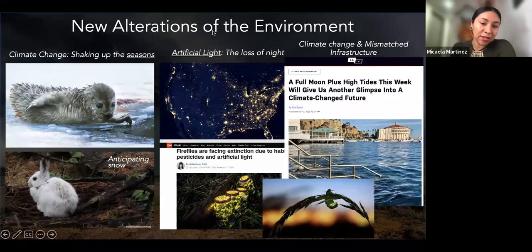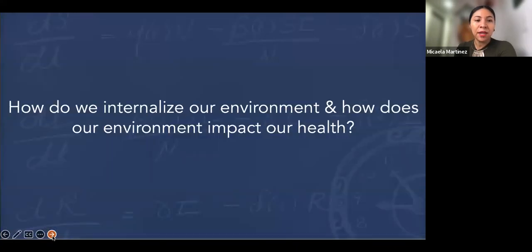And then lastly, as I had mentioned earlier, because of climate change, now we have mismatches between biology and the current environment, but we also have, in cities, mismatches between human-built infrastructure and the environment. This here is an example from California, where they're showing that during a full moon and a king tide, now they're having flooding because their infrastructure was not built for the current sea level.